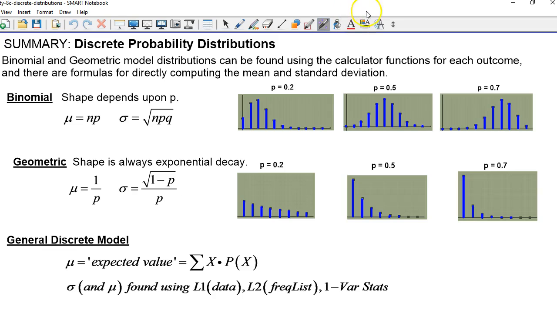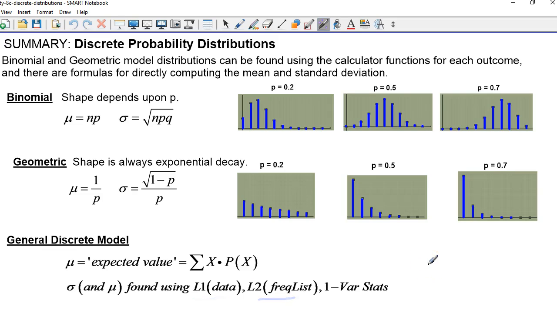Okay, just to summarize, we have discrete probability distributions. The binomial and geometric model distributions can be found using the calculator functions for each outcome, and there are formulas for directly computing the mean and standard deviation for the standardized models. The formula for finding the mean, which is called expected value, is to take each individual value times its probability and sum them up. Or you can enter them as list 1 and list 2, and then find the mean and standard deviation from one variable statistics.